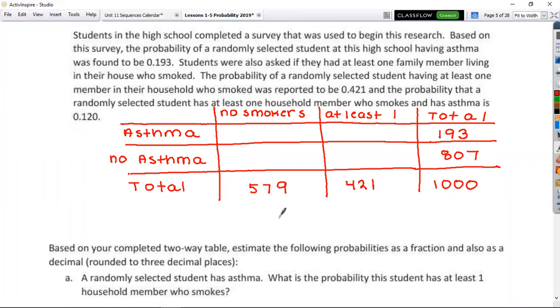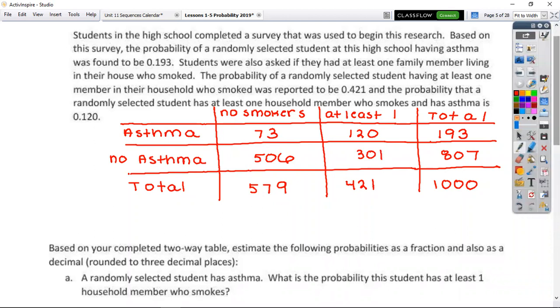I think we have one more in here somewhere. Yeah, you kind of need it. And the probability that a randomly selected student has at least one member who smokes and has asthma. That's right here. That is 120. Which means now we can fill in the rest of the table. So on the left, I have 73. And the next one here, I would have 506 if I subtract. And then in the middle, my last one comes back as 301. How's that so far? Pretty good? Okay, now you're going to answer some questions based on this.